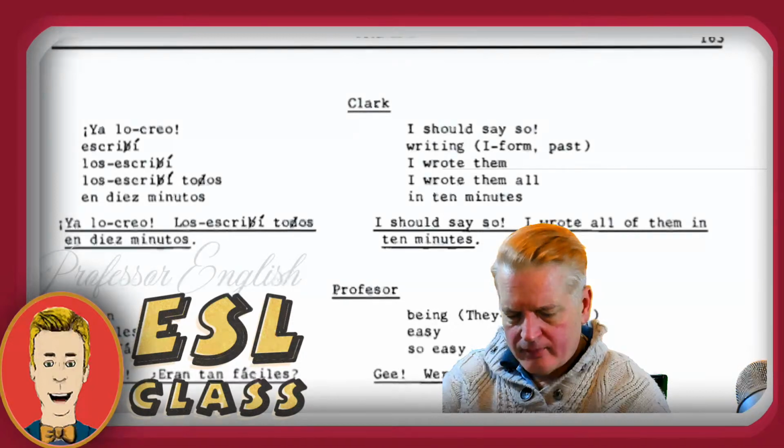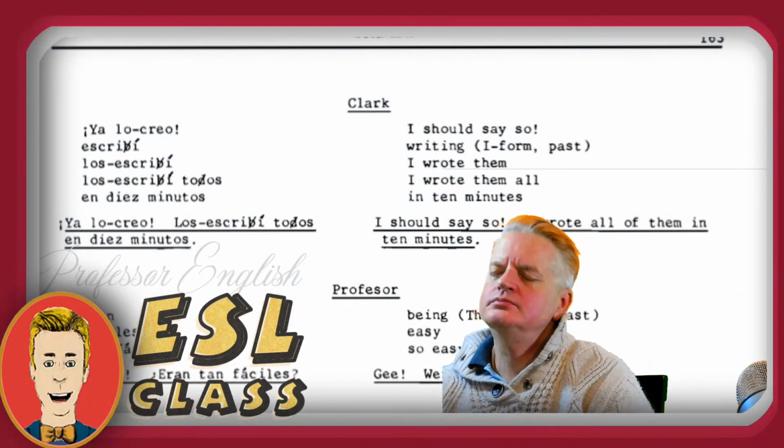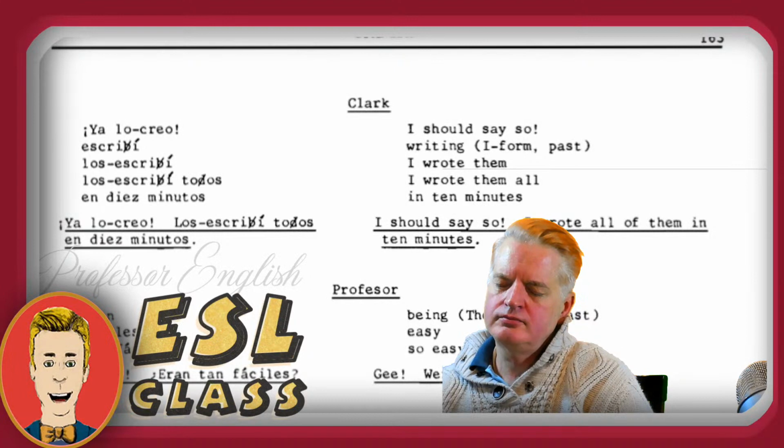Unit 12, Dialogue. Step 2, Pronunciation. Book closed.